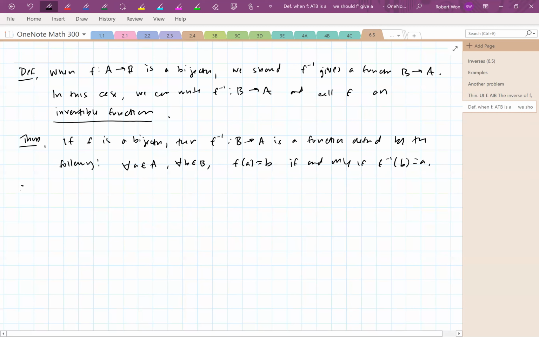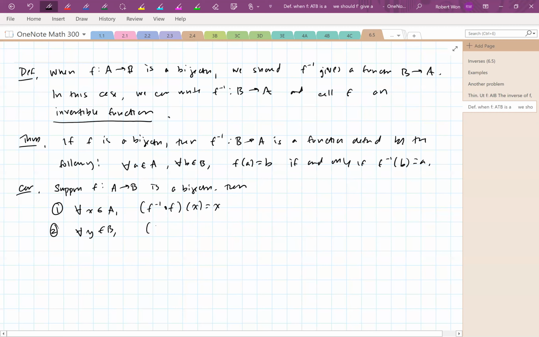But the point I'm trying to make is the following corollary, which is: suppose that f from A to B is a bijection, then for every x in A, f inverse of f of x equals x, and for every y in B, f of f inverse of y equals y.